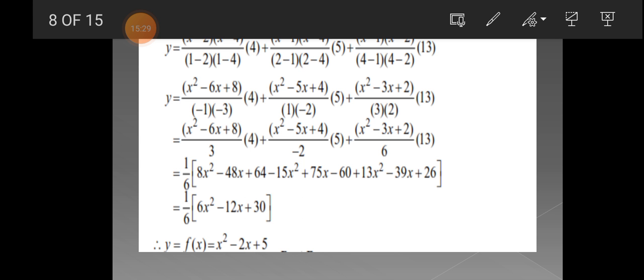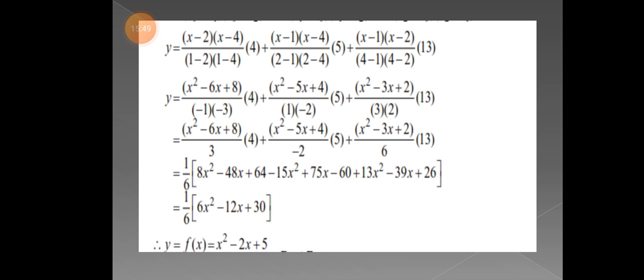See here, this is a second degree polynomial we have obtained. Whatever the question they have asked, a hint of the answer was given there. That is second degree polynomial. That means our answer will be in second degree. That is, the hint was given in the question itself.